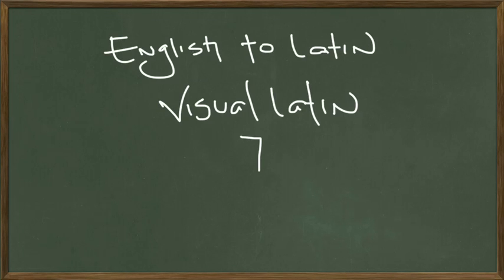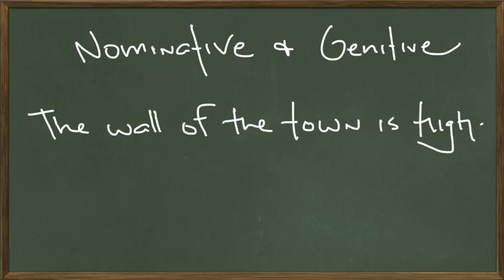In Visual Latin 7, we learned about the nominative and the genitive case in Latin. In that series, we went from Latin to English. Let's flip that order now and go from English to Latin. We have here the sentence, "The wall of the town is high."